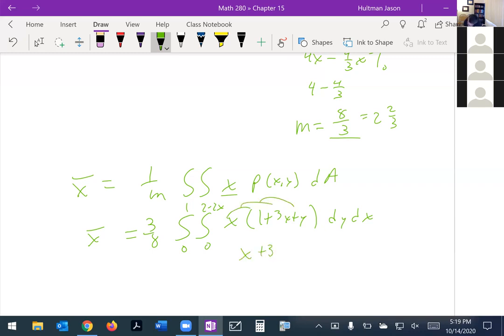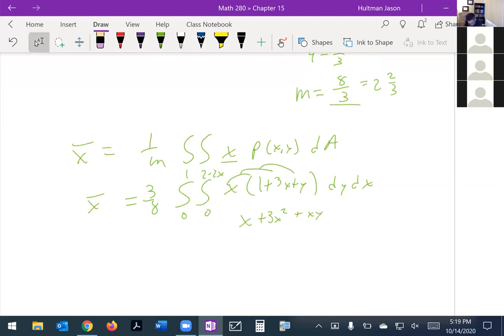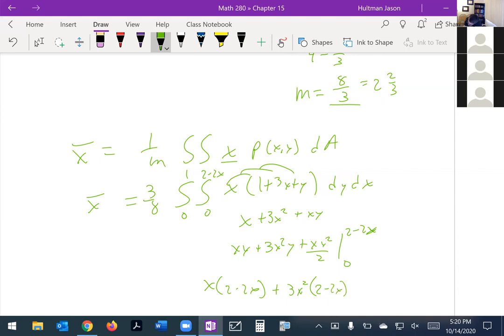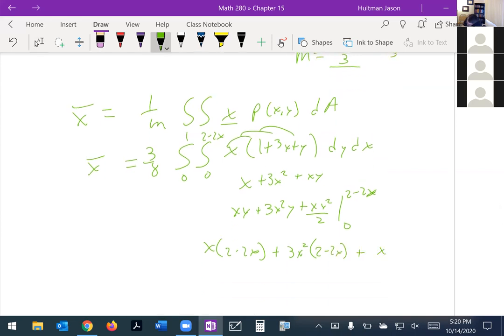Well, this is x plus 3x squared plus xy. Integrate on y, and we're going to get xy plus 3x squared y plus xy squared over 2, and evaluate that from 0 to 2 minus 2x. So this becomes x times 2 minus 2x plus 3x squared times 2 minus 2x plus x over 2 times 2 minus 2x squared.